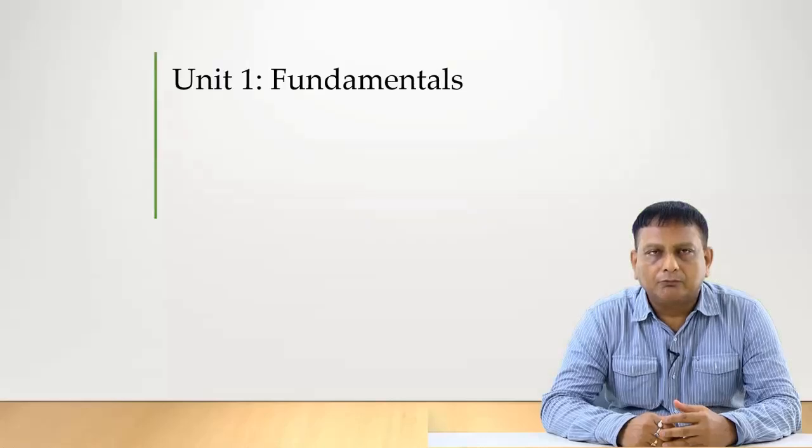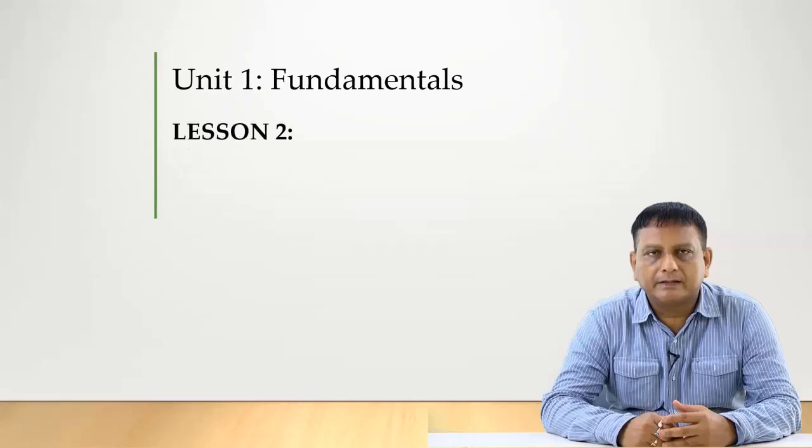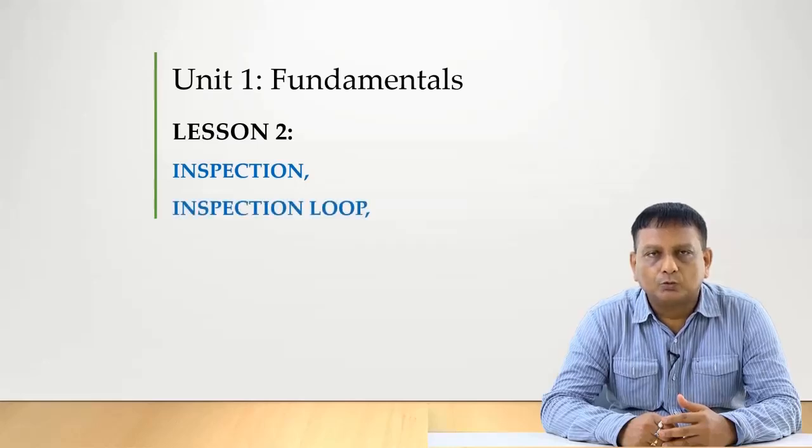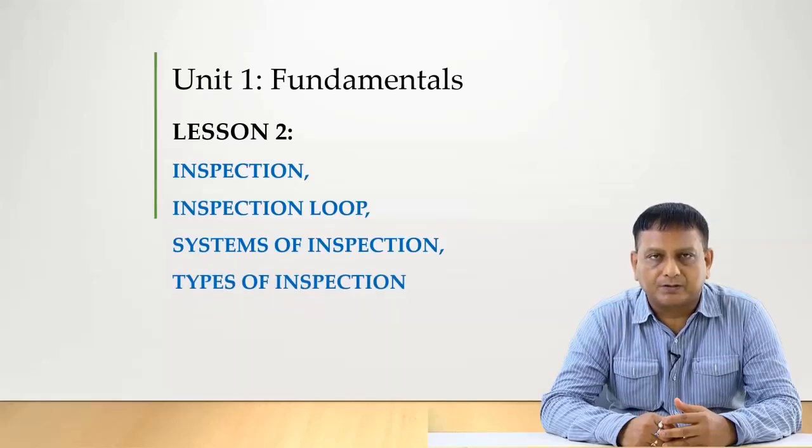We are at Unit 1 Fundamentals, and in the last lesson, lesson number 1, we talked about quality and its different dimensions. In lesson 2, we will talk about the aspects of quality in terms of inspection, then the inspection loop, systems of inspection, and also types of inspection.